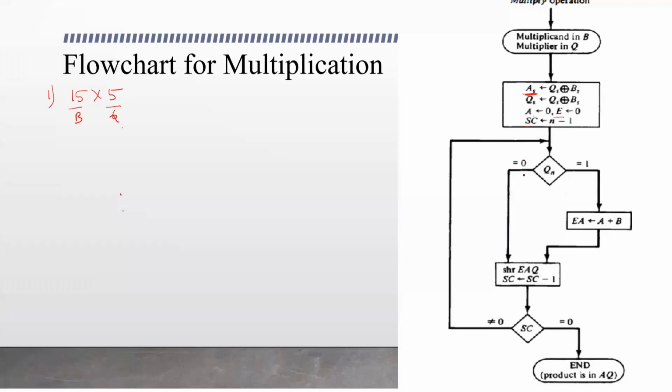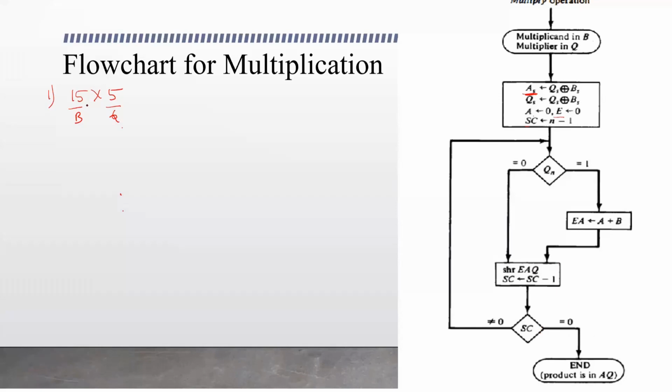When Qn is 0, meaning the multiplier bit is 0, we don't have to add, because 0 multiplied by anything becomes 0. So we just shift right. Shift right is performed after every operation, and then we decrement SC, and we repeat this process until the value of SC becomes 0.